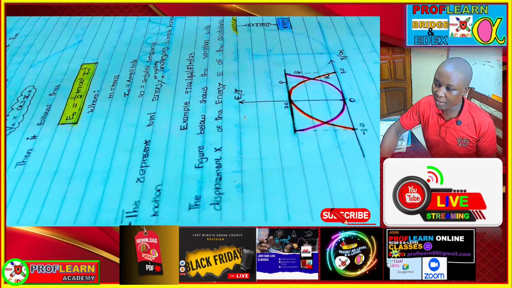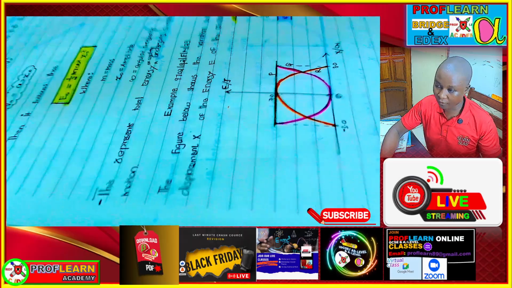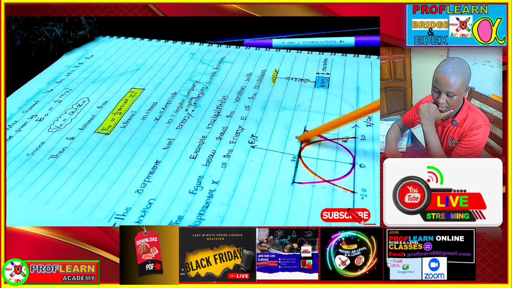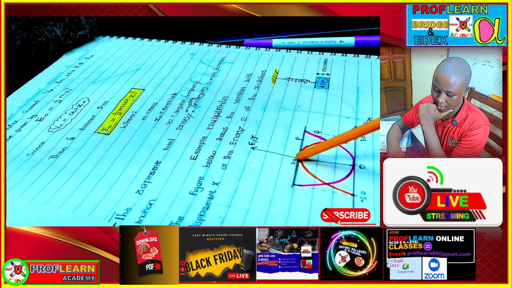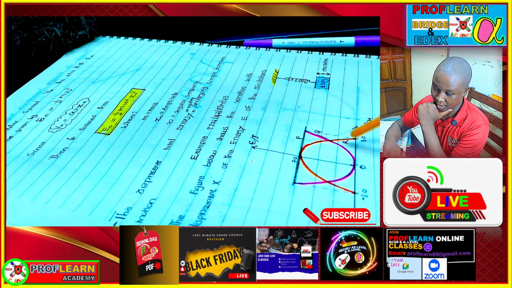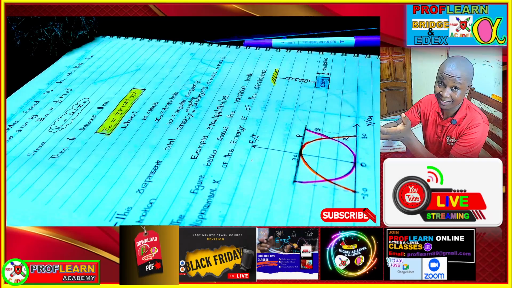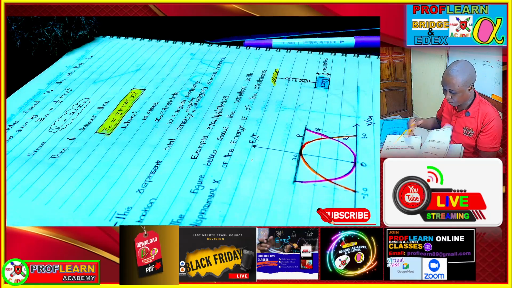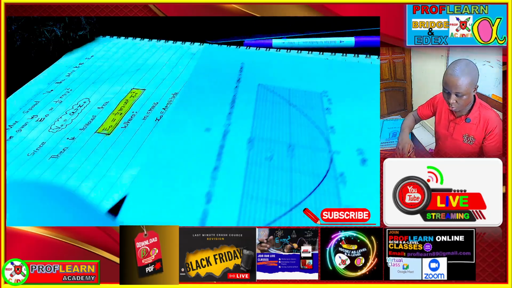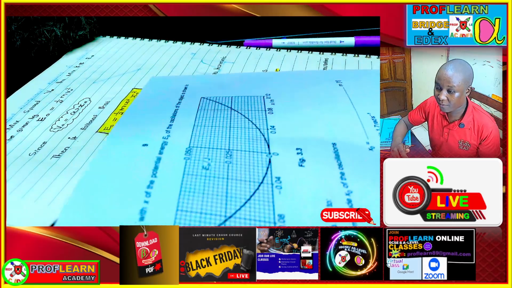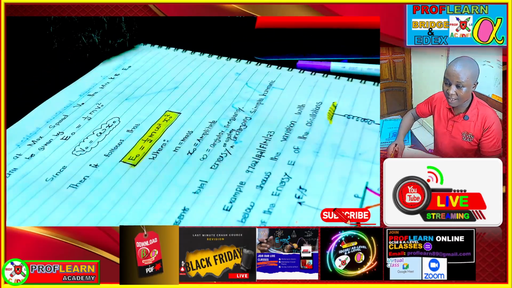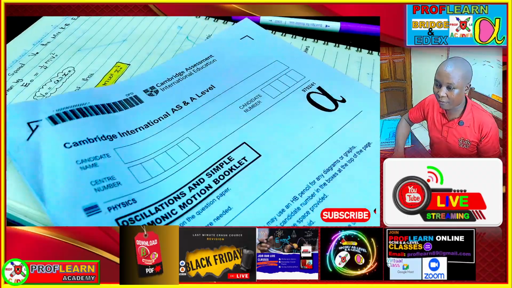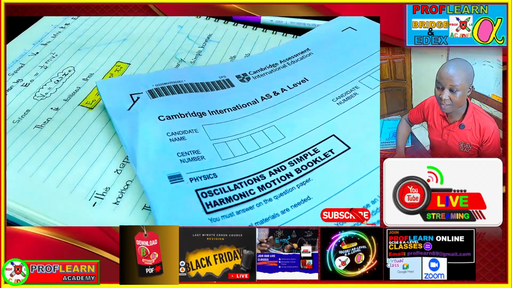And here we are given a question that was tested in one of the years. So you are supposed to respond to it. You are asked what does this line represent, which energy is represented here, and which energy is represented here. Something that we have really talked about. So you can see these are just questions that are mostly asked in your exam, guys. So you have to take this very seriously, because in the next tutorial I'll be discussing questions in this alpha booklet of simple harmonic motion.